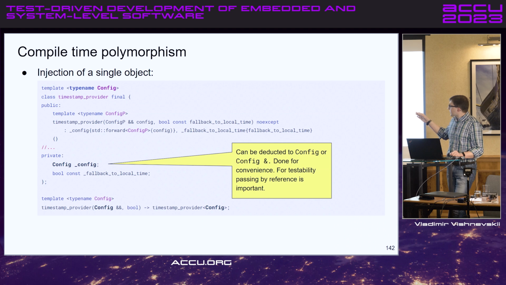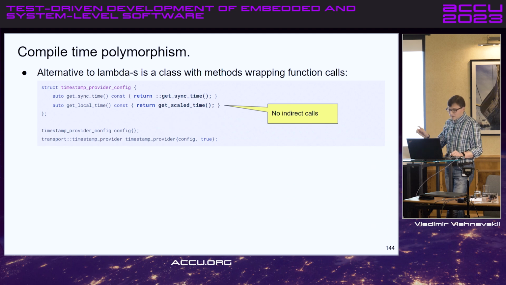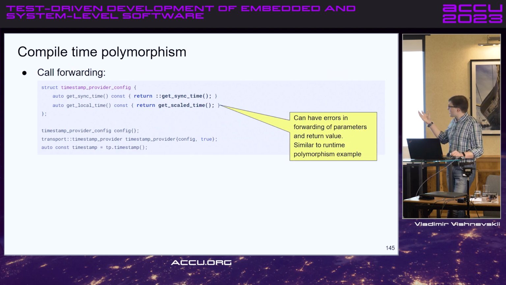And for testability, but what is really important is that we can pass here a reference. So if, for example, we do not want to build this kind of constructs, we can. And then our configuration will look like this, where we are just calling the functions. We are avoiding indirect calls, but we are again coming to the point we had with the runtime polymorphism. We are again having this code that does something. If we need to pass and forward parameters here, we can have troubles, just accidentally.